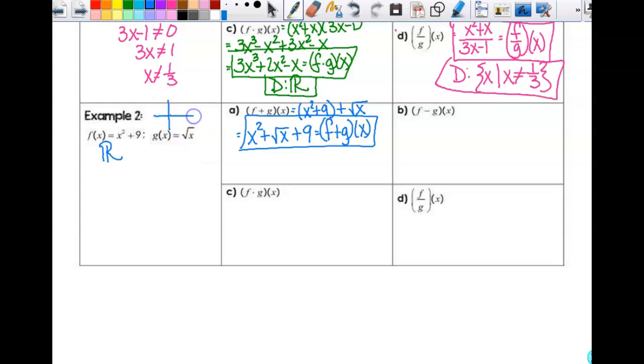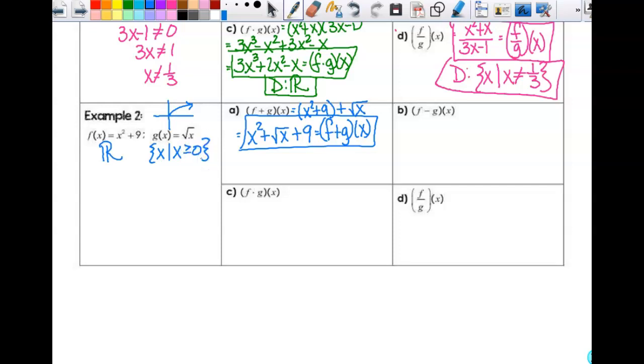You should know what it looks like. It looks like this. So what's the domain of that? Well, all the numbers greater than or equal to 0, right? So again, we're going to say that this is the set of all x's such that x is greater than or equal to 0. Okay?